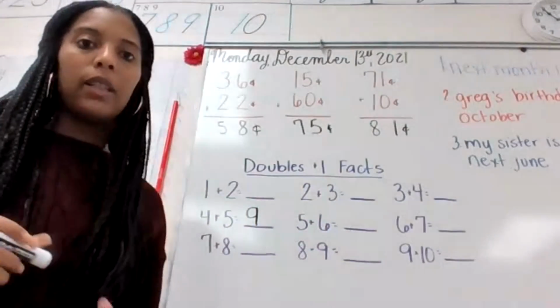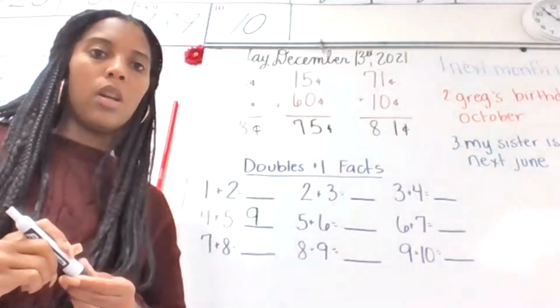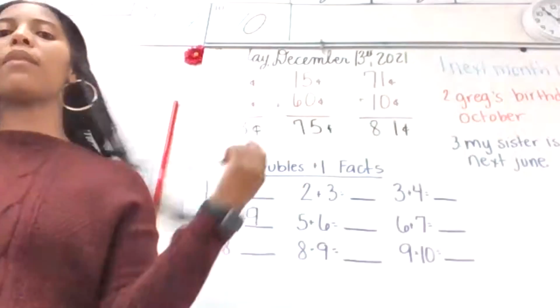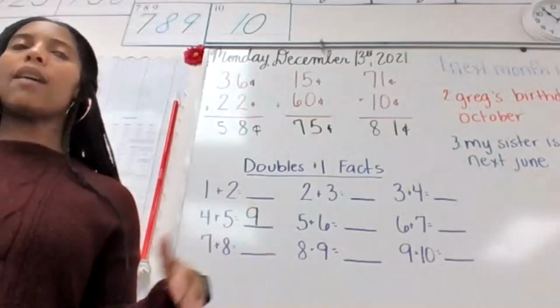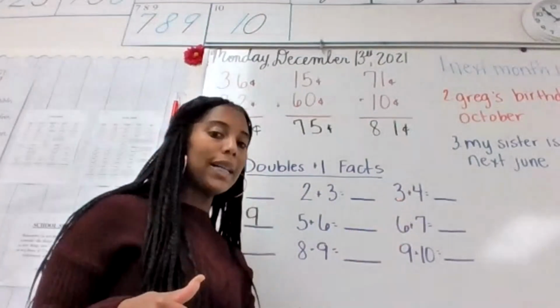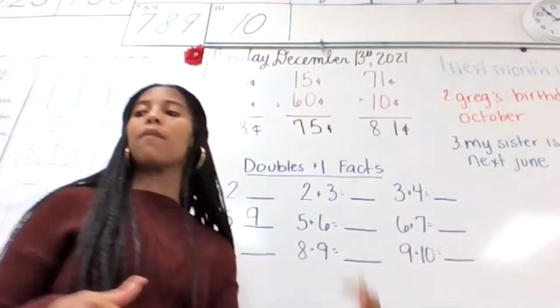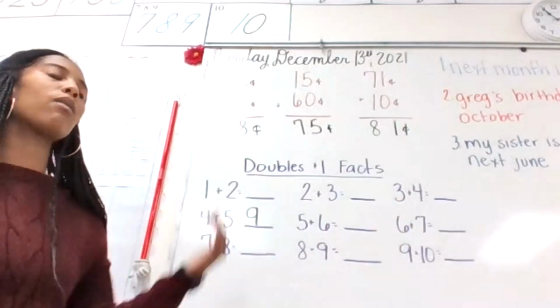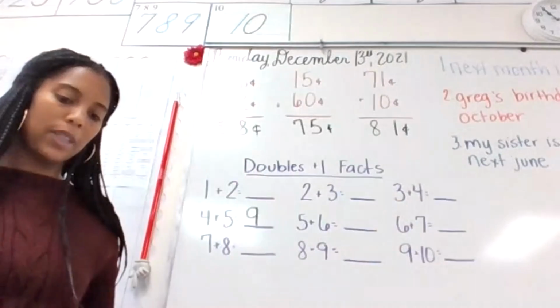Yeah, you have 4 plus 4 and then 4 plus 5. Okay, next row we have 7 plus, let's say it together. 7 plus 7 equals 14. So then 7 plus 8 equals 15.